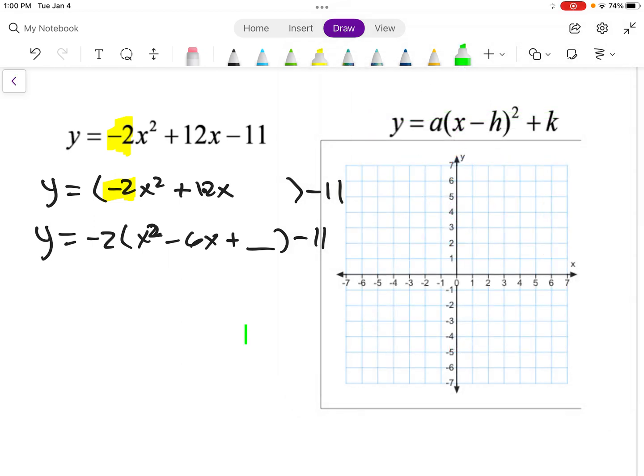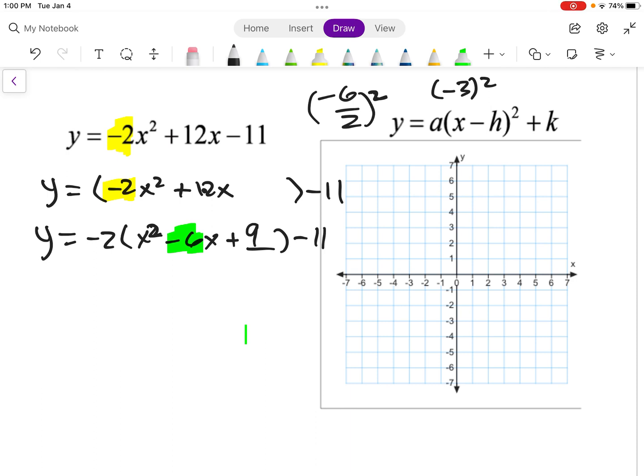Okay, so now I take that middle number, right? I divide it by 2, and I square it. Well, negative 6 divided by 2 is negative 3. Negative 3 squared is 9. So I have to add 9 right there to make it a perfect square.